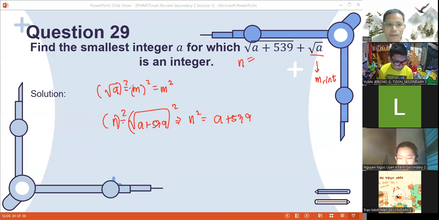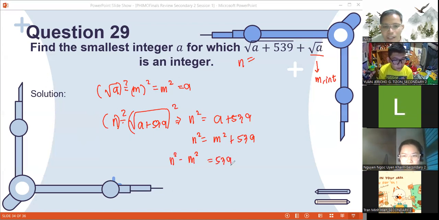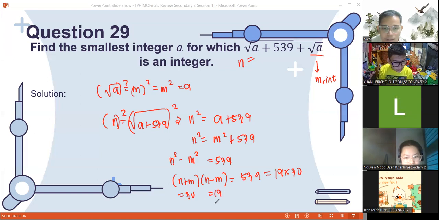Take note that a is equal to m squared. So n squared is equal to m squared plus 539. So we have n squared minus m squared is equal to 539. Now you just need to take the factors of 539. This is n plus m, n minus m. So what are two factors of 539?